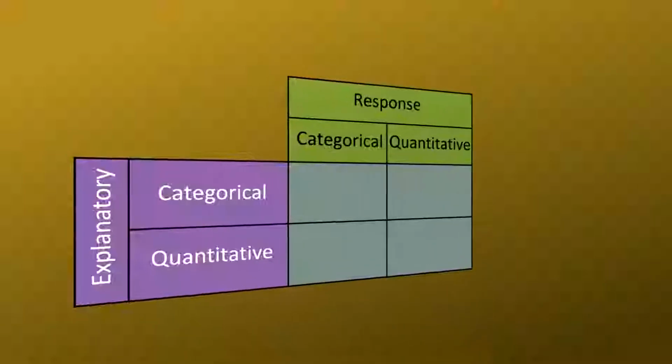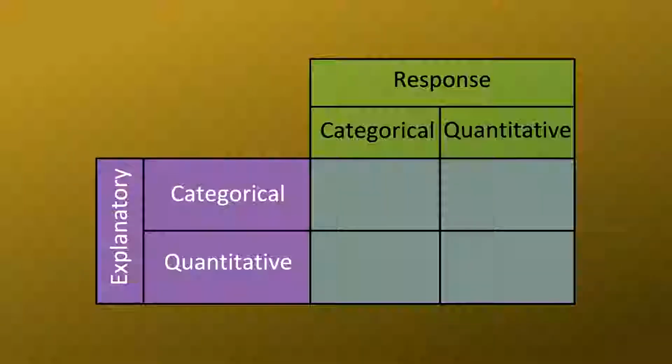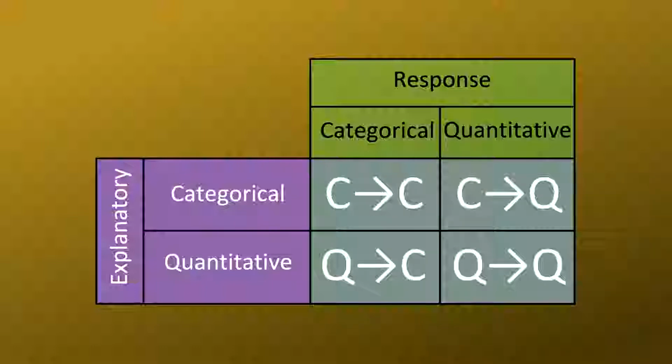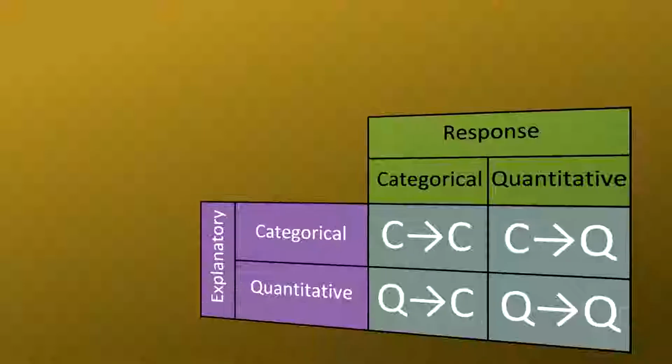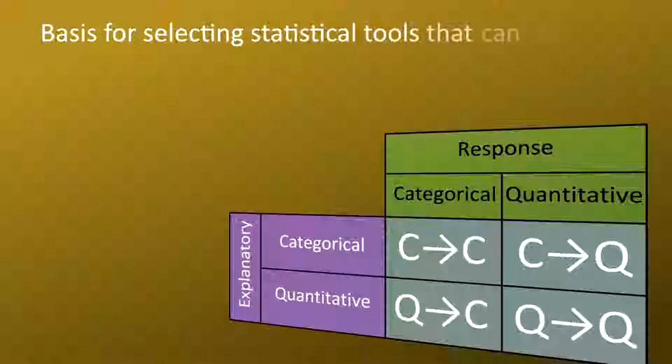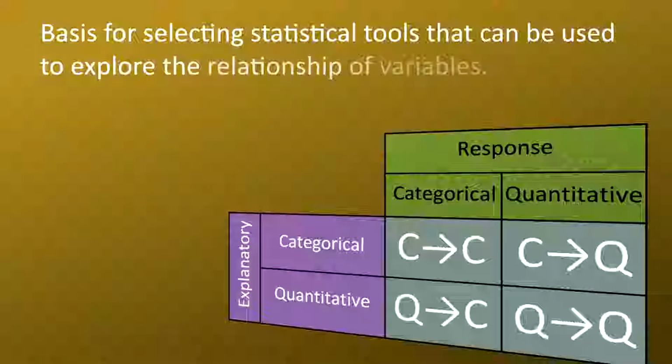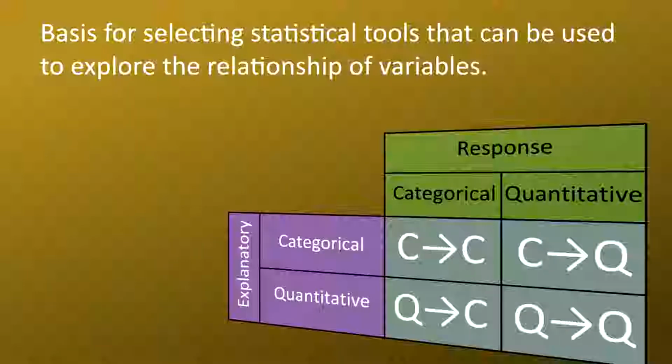Even though we won't be able to be certain that the association we're testing is causal, for the purposes of exploring our question, it remains important to determine the role that each variable will play in our model. This role type classification can be summarized and easily visualized in this table. This classification system serves as the structure for the rest of this course. You'll find that not only does it help you to construct graphs, but it's also the basis for selecting statistical tools that can be used to explore the relationship of variables that you're interested in.